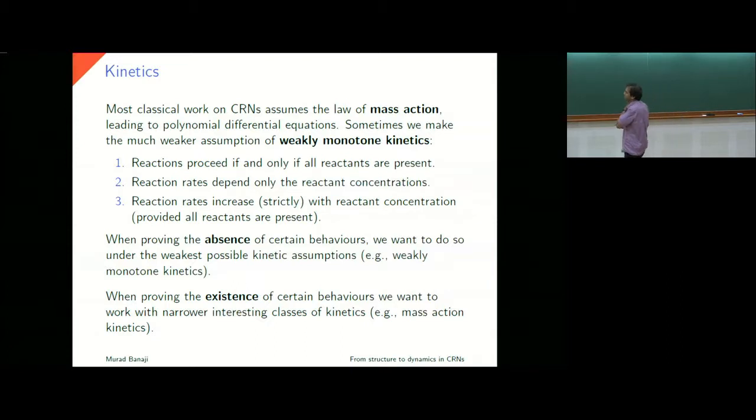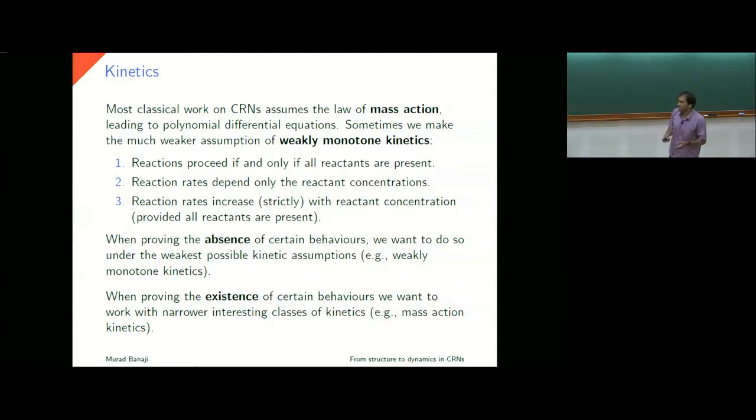On the other hand, if you want to prove that a reaction network must do something, say it must oscillate, you would like to say something more specific, like it must oscillate with mass action kinetics for some choice of the mass action rate constants. That's a better result than saying it must oscillate for some choice of weakly monotone kinetics, which is a very large class of functions after all. So when you're proving existence results, you'll mostly work with narrower classes of functions.